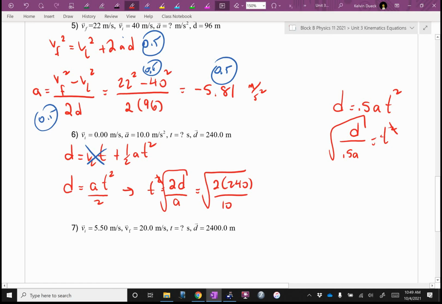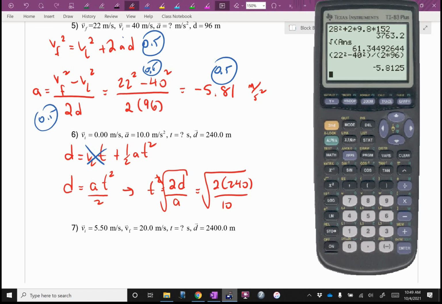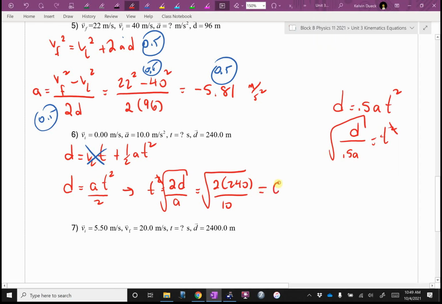Can I do that in my head? Maybe. It's going to be 480 divided by 10. It's going to be square root of 48. Just below 7, 6.9 something. Let's see, 2 times 240 divided by 10. Square root of that. 6.93. And it's a time, seconds.